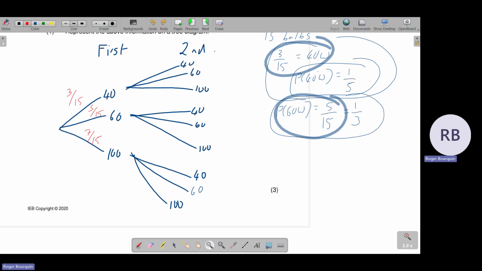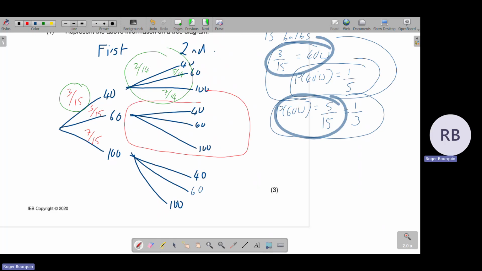Okay, so now, with the 40s, what's happened? You've taken out a 40, right? So how many 40s are left? 2 out of 14, but there are still 5 out of 14 and 7 out of 14. What's your little check? Those should add up to 1, right? 2, 5, 7, 14 over 14 is 1.